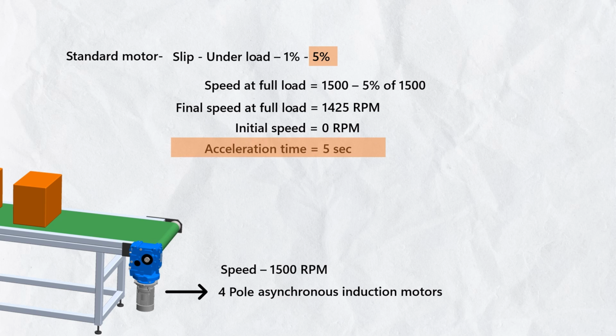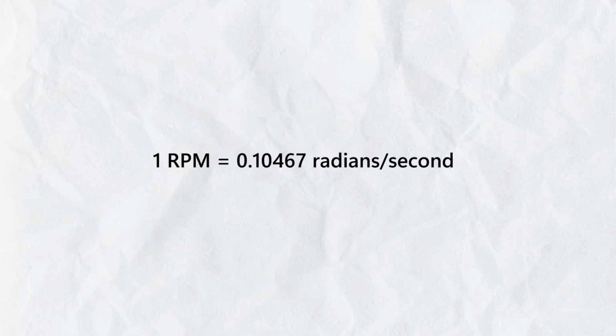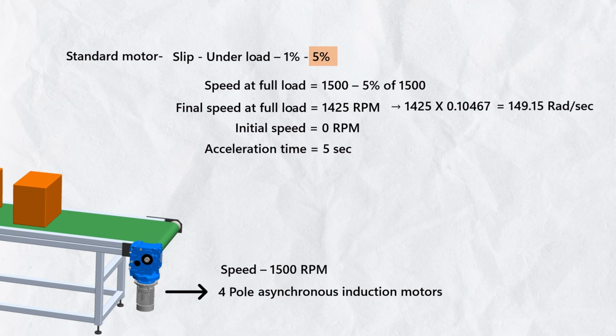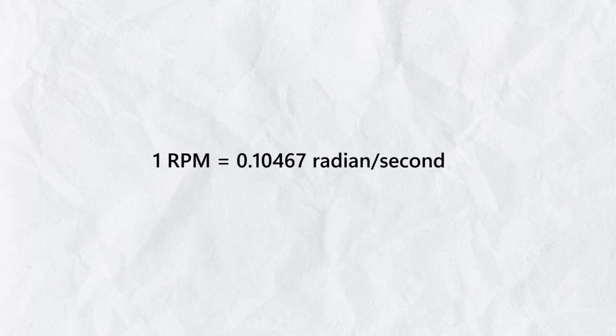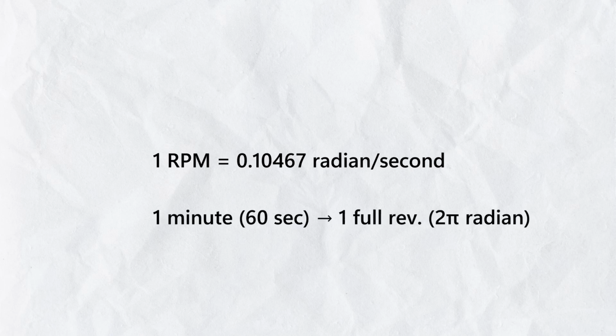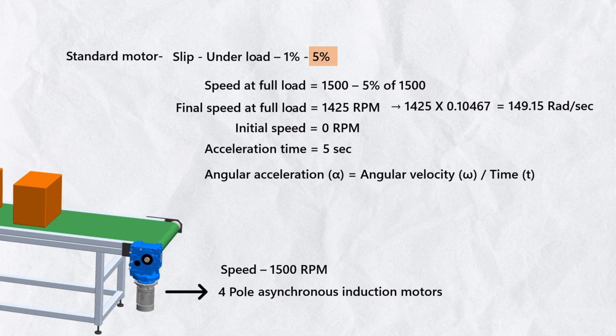So now we can calculate the acceleration of the motor. But first we need to convert the final speed 1425 RPM to radians per second. So 1 RPM is equal to 0.10467 radian per second. So 1425 RPM is 149.15 radian per second. If you are wondering how 1 RPM equals 0.10467 radian per second: 1 RPM means in 1 minute, 60 seconds, 1 full revolution, 360 degrees, which means 2π radian. So in 1 second, 2π divided by 60, which is 0.10467 radian per second. Very simple. So the angular acceleration, omega divided by t, is equal to 29.83 radian per second squared.